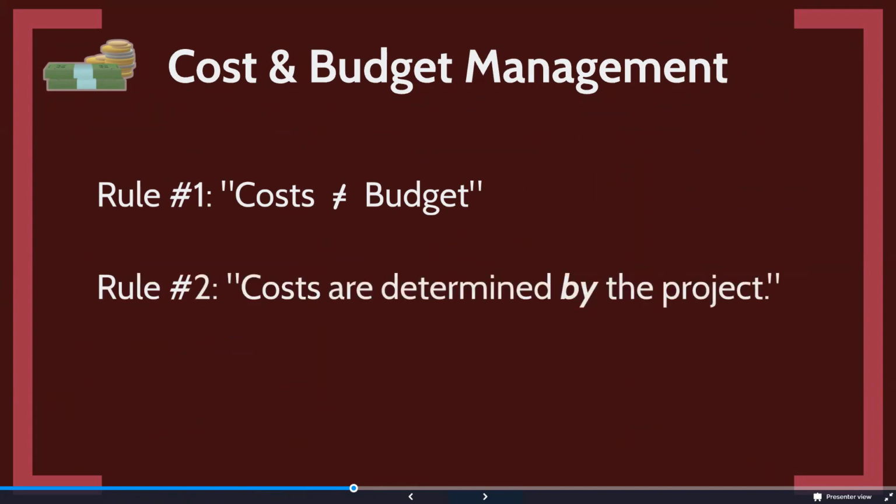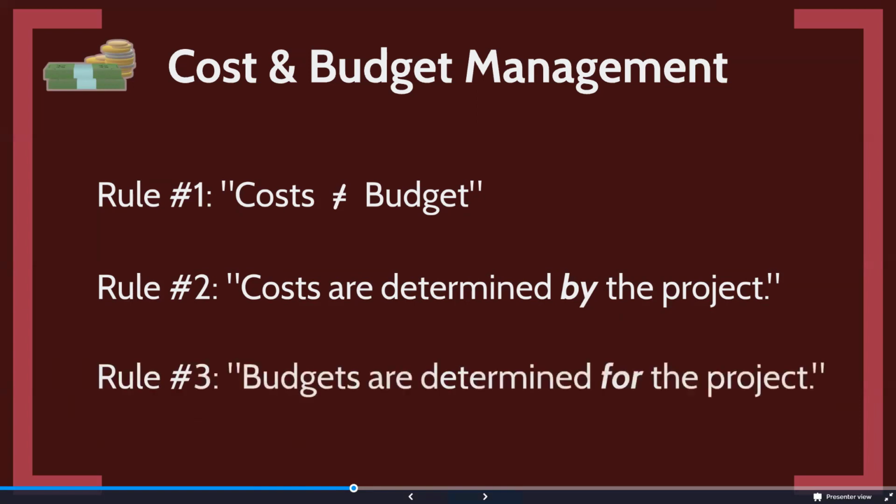The easiest way I've come up with to describe it is that costs are determined by the project. Costs are what it takes to do any project. It's what your design services take, what your easement acquisition takes, your permitting, your final construction, alternates on construction, all of those things drive the cost. So that's why we say costs are determined by the project, whereas budgets are determined for the project.